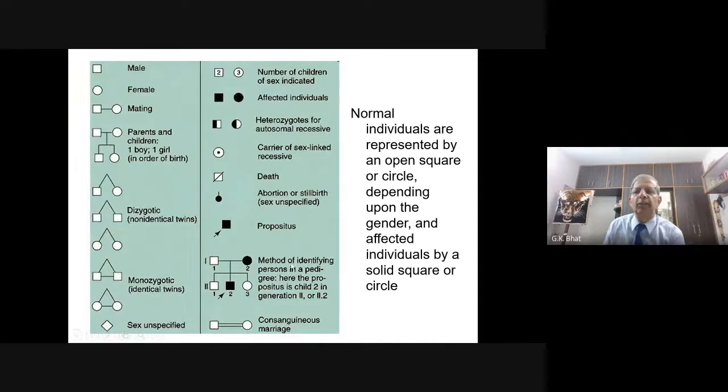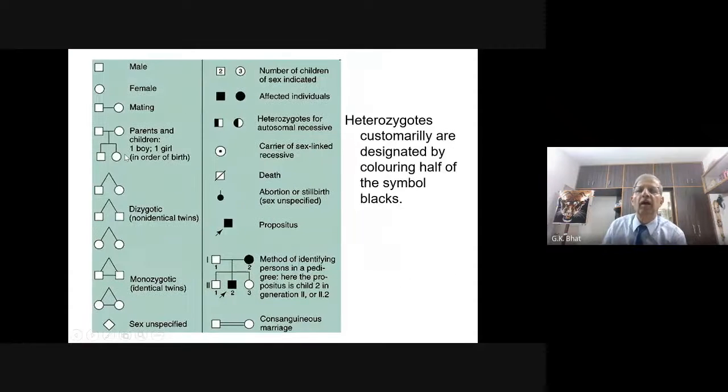Normal individuals are represented by an open square or circle, and whenever it is shaded, that means they possess that character or the disorder, whatever is in the question. That means they are affected individuals. They may be showing the character or the disorder. Affected individuals are shown by a solid or filled square or circle.